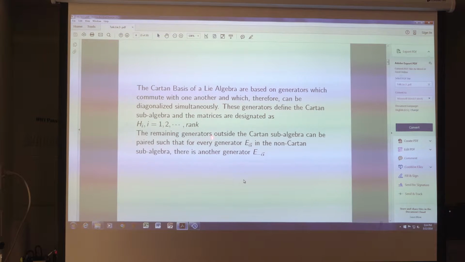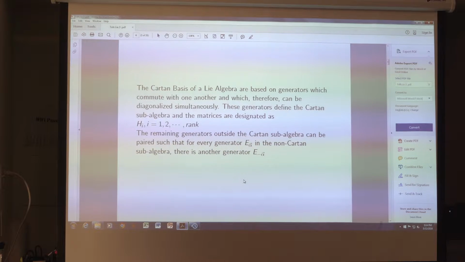So the remaining generators outside the Cartan subalgebra can be paired such that to every generator you can associate a mirror generator. It's like taking a reflection with respect to a mirror. So to a given generator, you associate the mirror reflection.